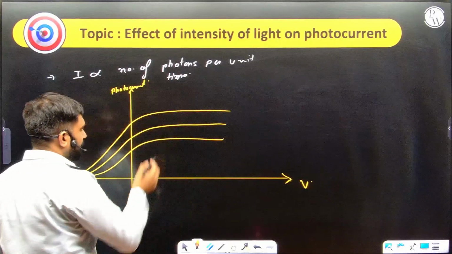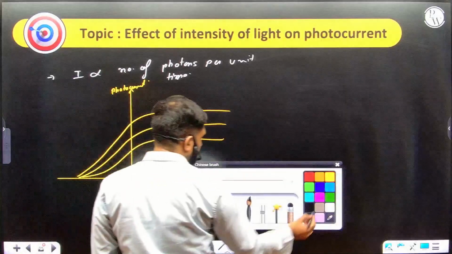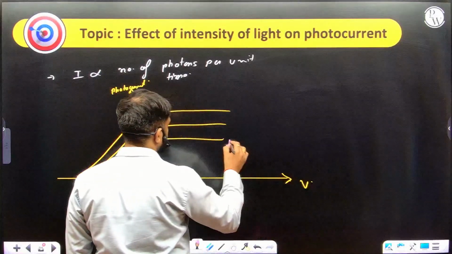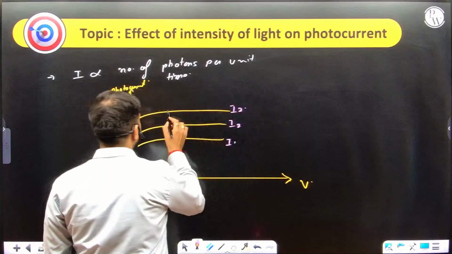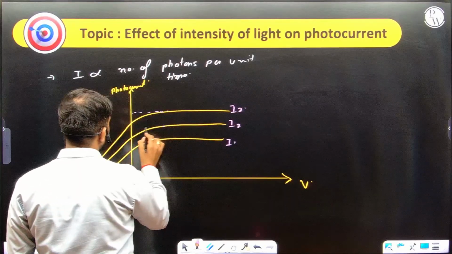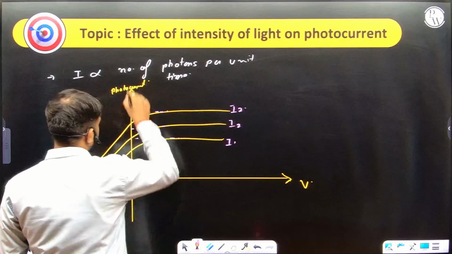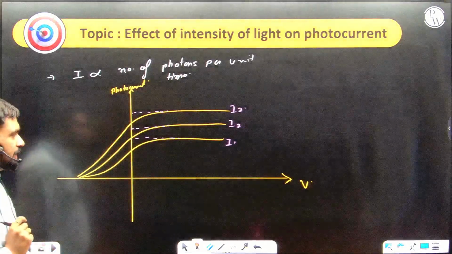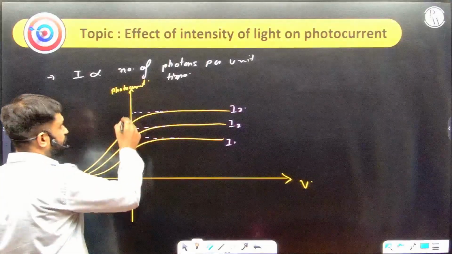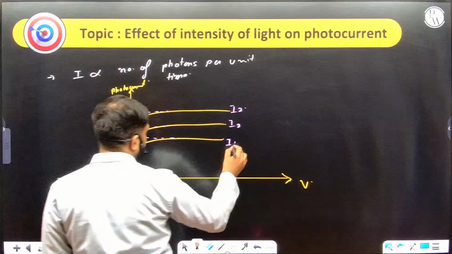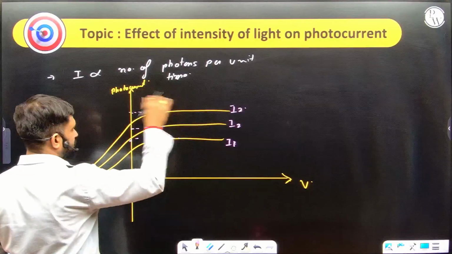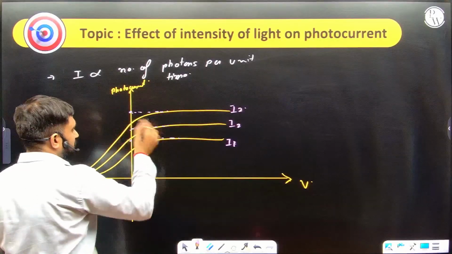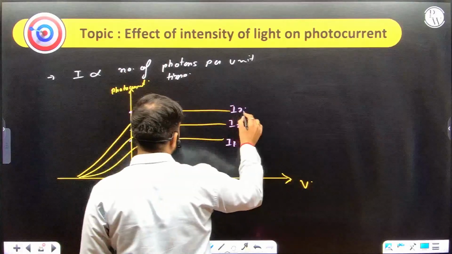Here I have three different scenarios. What do these scenarios tell us? They correspond to three different intensities of light. I can easily see on the vertical axis the photocurrent is definitely different for all the three cases. I1 has the least saturation current. Saturation means the maximum photocurrent possible. So maximum photocurrent possible is in case of I3.